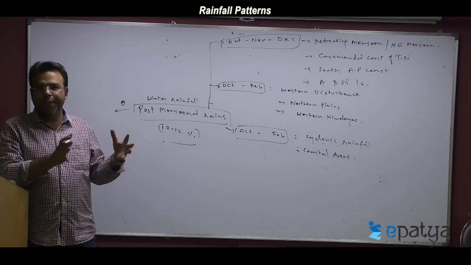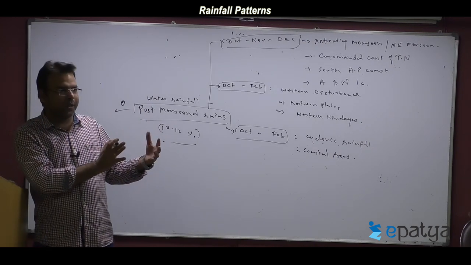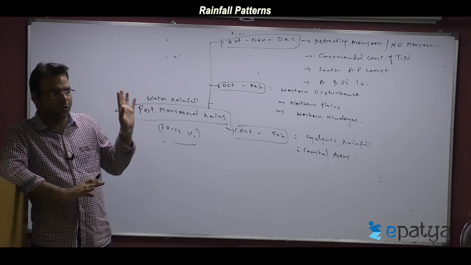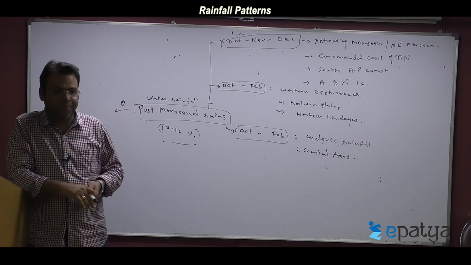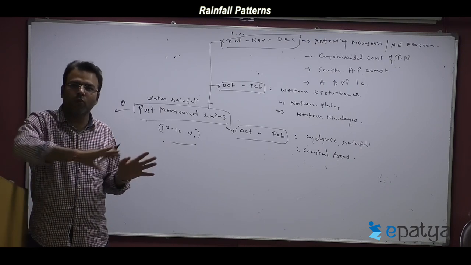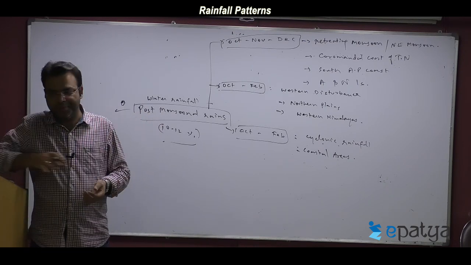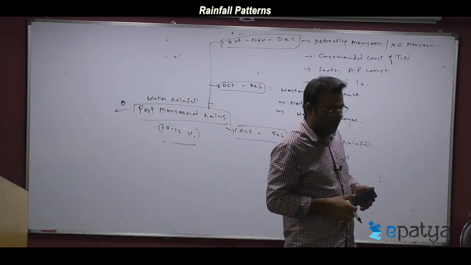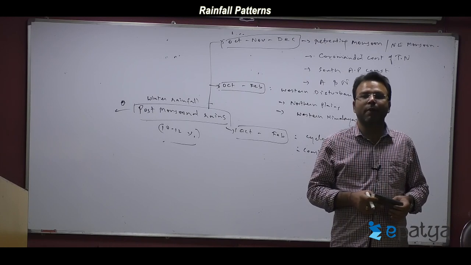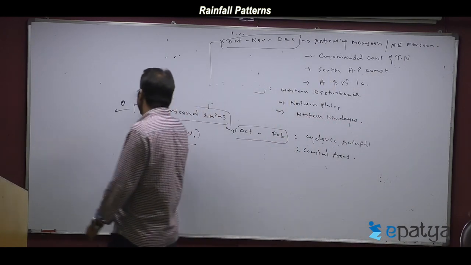If you look at the share, at what time is it more? Naturally, the monsoonal time. That is why India's rainfall pattern is called seasonal type: it is not occurring throughout the year, it is confined to one particular period. Now, the second distribution pattern is called the regional pattern of rainfall.